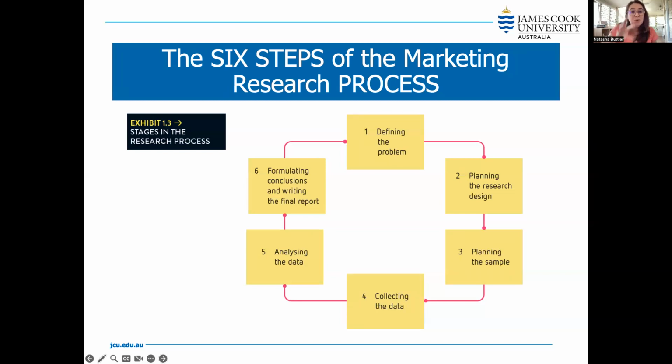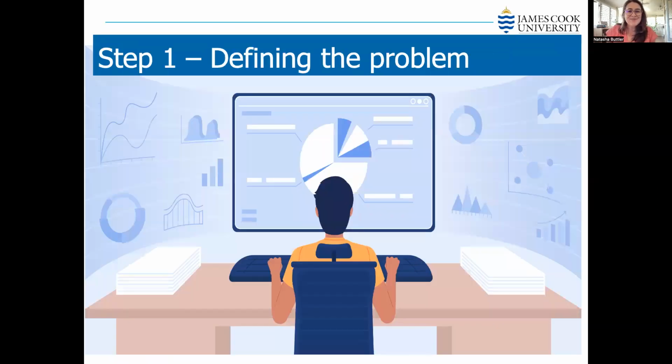But our 6 steps, which we're going to go into in more detail, are where we define the problem. We then plan the research design, plan the sample, on who it is that we're going to research, collect our data, analyse the data, and then formulate conclusions and write the final report, which is one of the most important elements. So let's start with step 1.